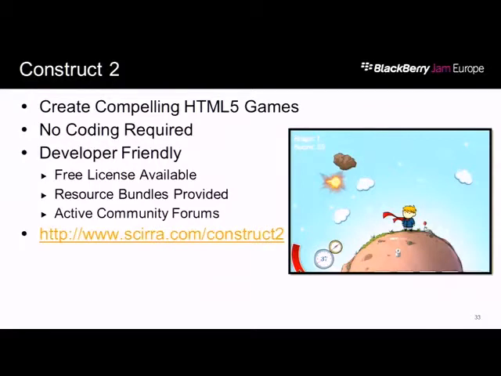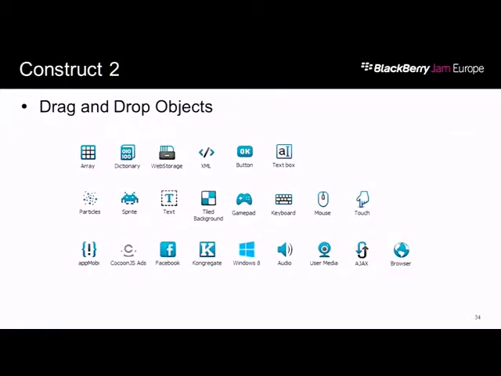There's a free license available, but if you are planning on making more than $5,000 US, you may need to buy a commercial license. It's got resource bundles, has extra downloads in case you need more for your game, and it's available at this link. It allows for drag and drops, which is pretty cool. So you can just take anything that you need in your game, drag it into the interface, and then you can actually implement either of those things in your game very easily.